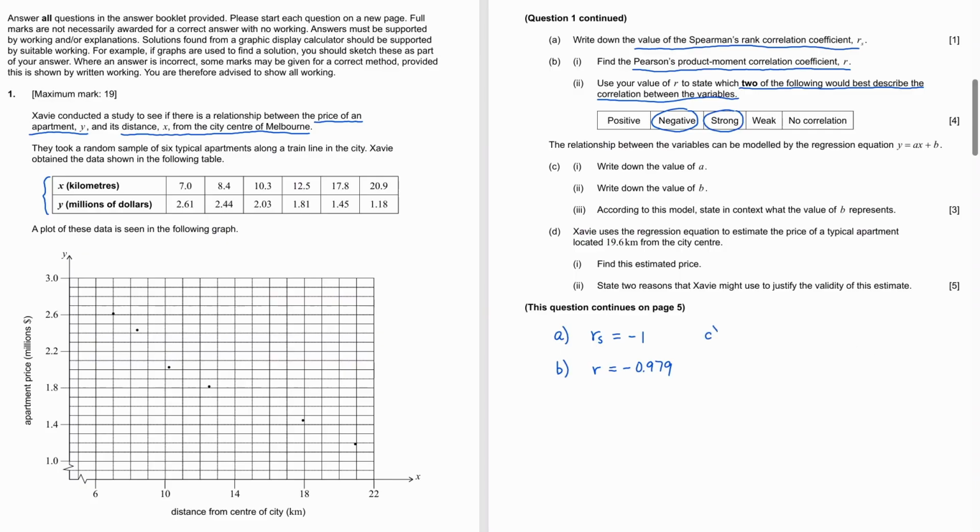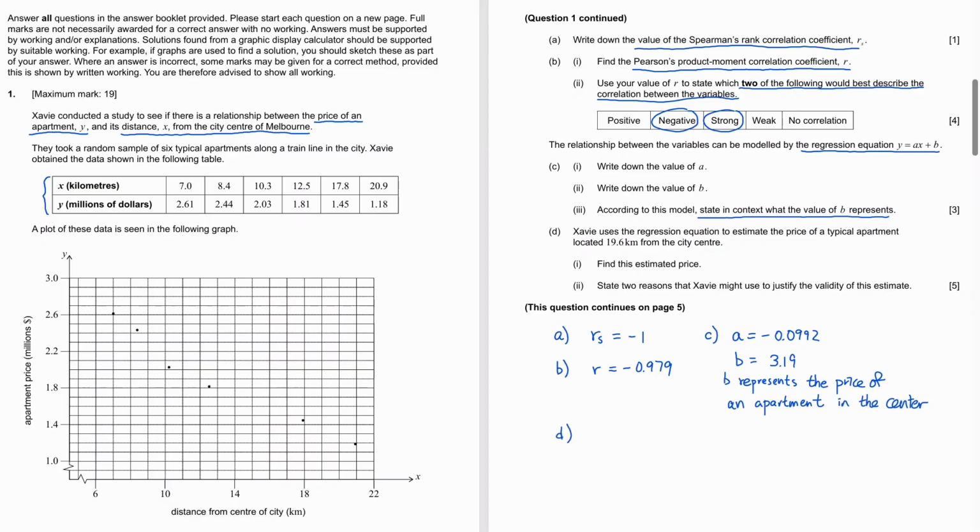Next, the relationship between x and y is modeled by the regression equation. From the calculator, we get a equals -0.0992 and b equals 3.19. Here, b is the y-intercept of the line, which represents the price of an apartment in the center.